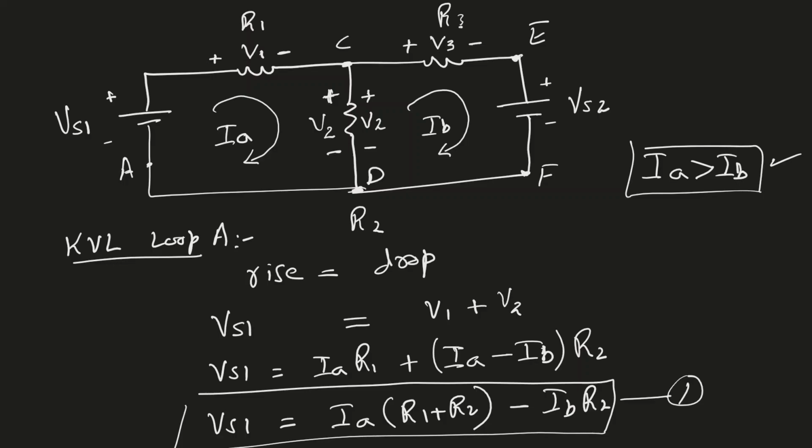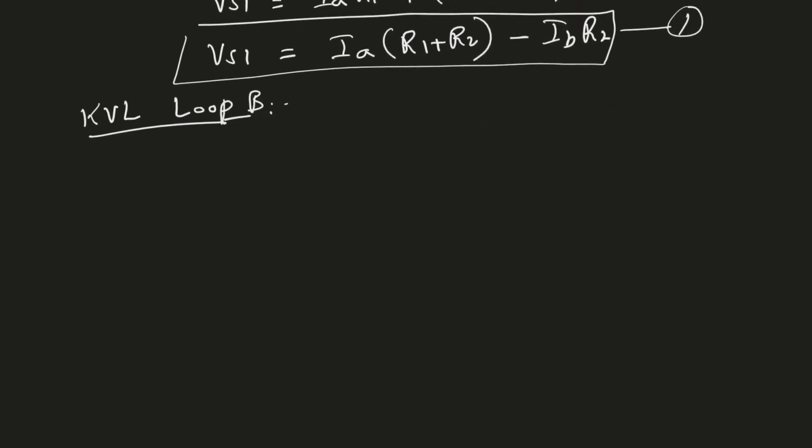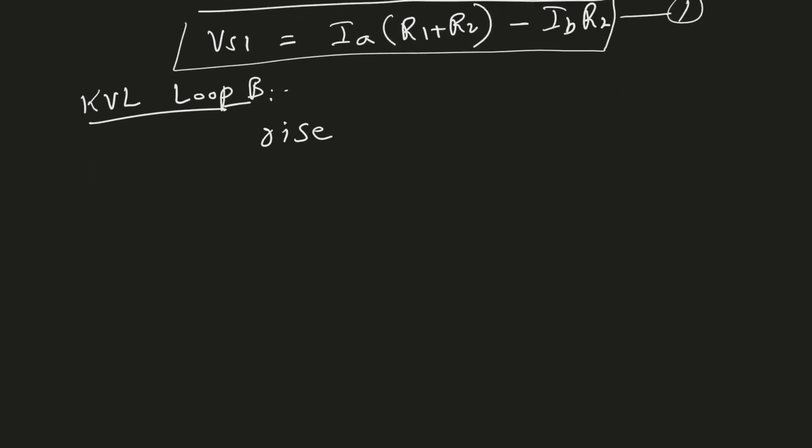So therefore, V2 is a rise, V3 is a drop. When I go from C to E, this is a drop. And then when I go from E to F, I have another drop. All right, so let's apply KVL. Rise is equal to drop. Rise is V2, and drop is V3 plus VS2. Okay, so that's our KVL.